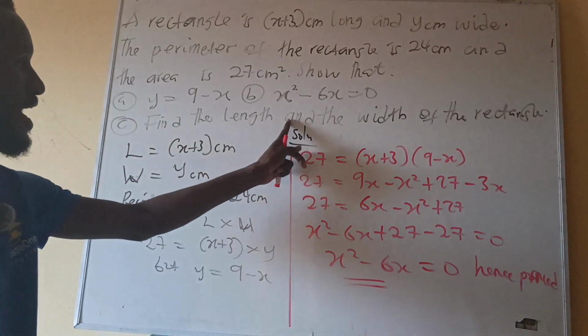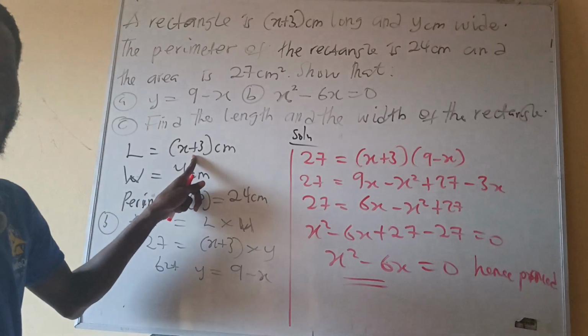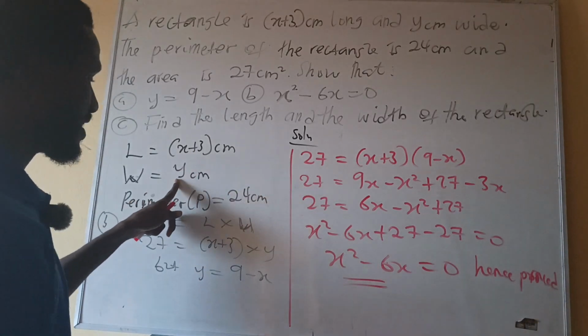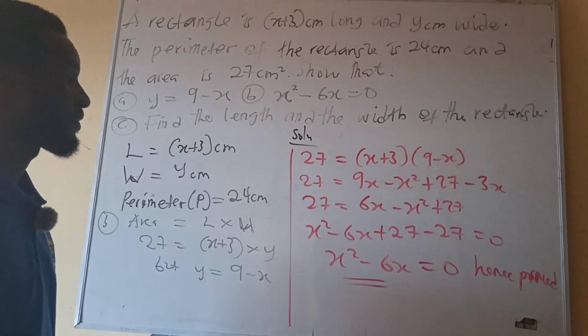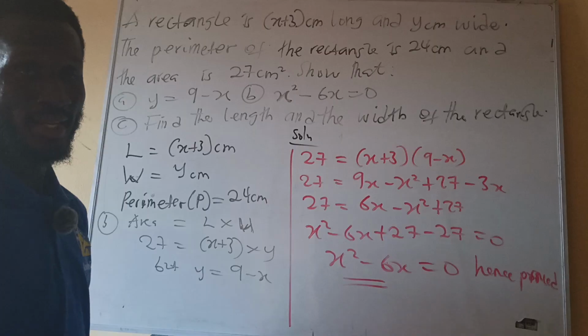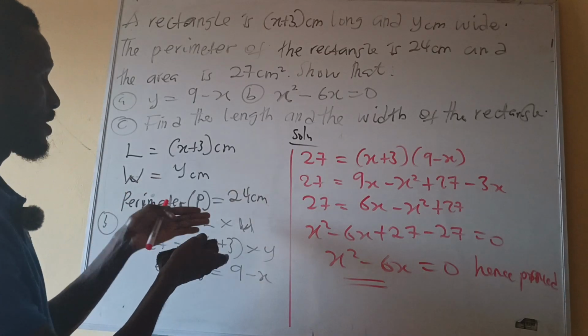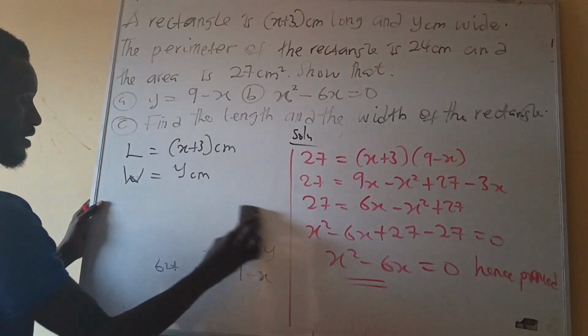Find the length and the width of the rectangle. Now don't forget the length is x plus 3, and the width is y. So if I'm able to get the answer for x, I'm going to get the length. If I'm able to get the answer for the length, I can also get the width.